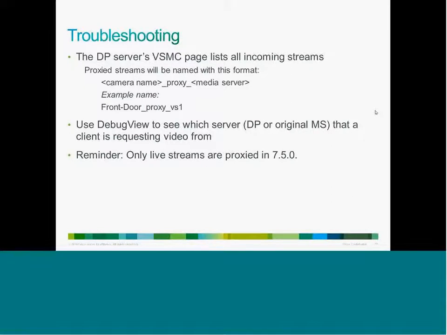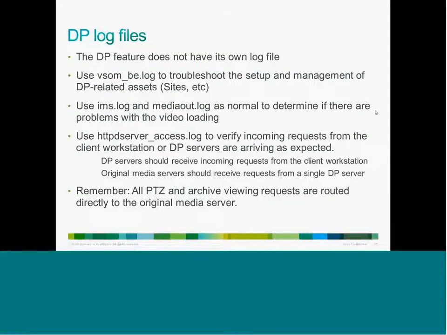Other aspects, the proxy naming, it's similar to how we were doing it before when we had the child proxies. You take the name of the camera and add a couple of tags to the end. It'll be underscore proxy underscore VS1. If you want to debug to see which server the stream is coming from, you can use debug view to see the URL requests which are going out. And again, reiterating that only live streams are proxied through the dynamic proxy server with the 7.5 release.